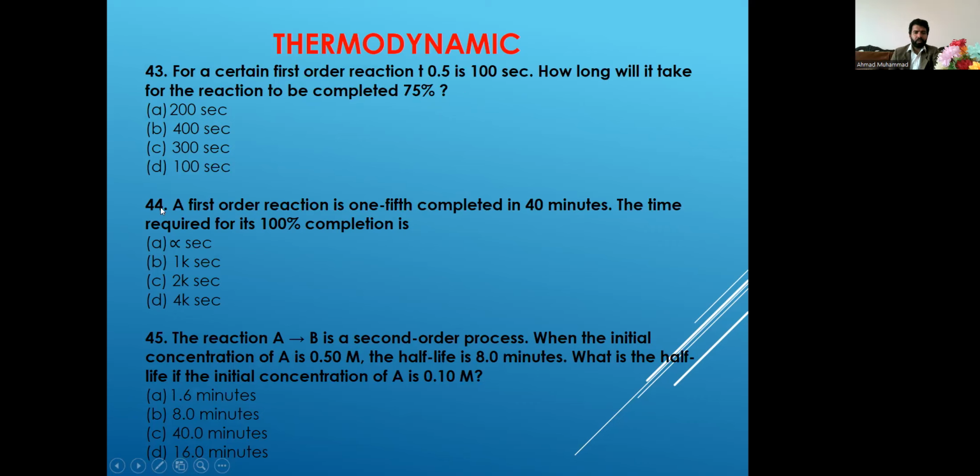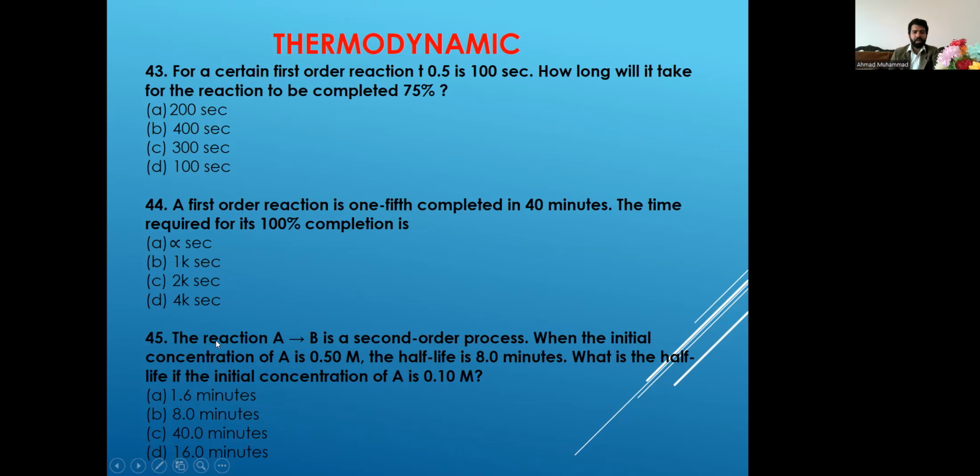For question 44, a first order reaction is 1/4 completed in 40 minutes. The time required for its 100% completion is alpha second, 1000 second, 2000 second, 4000 second. When you calculate these values by putting them into the equation, you get the answer which is 2000 second. After 2000 second, the reaction will complete up to 100%.